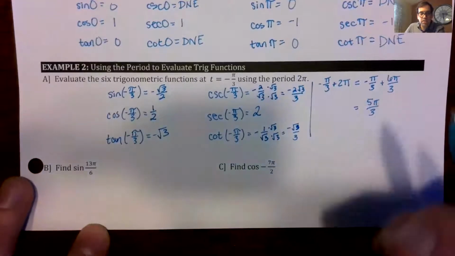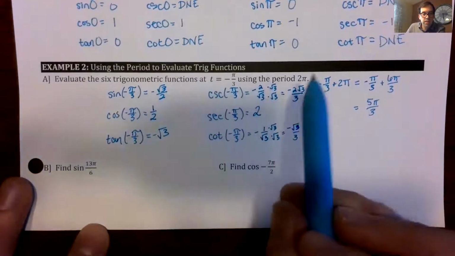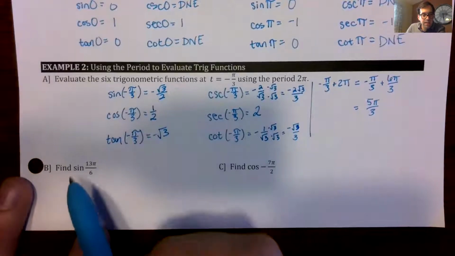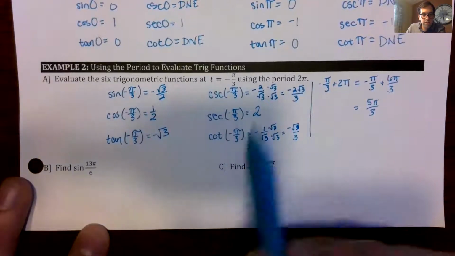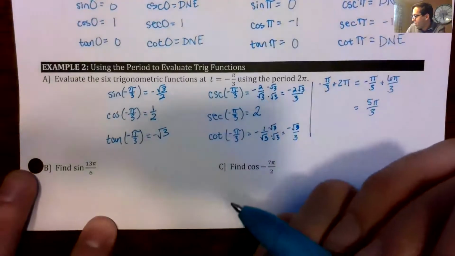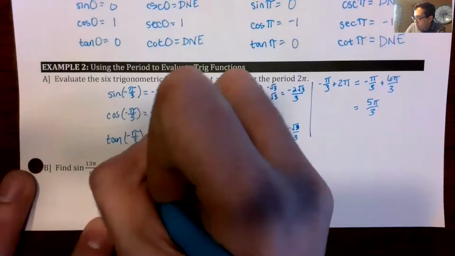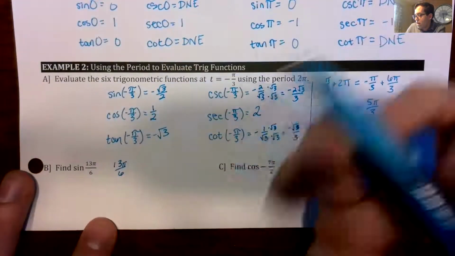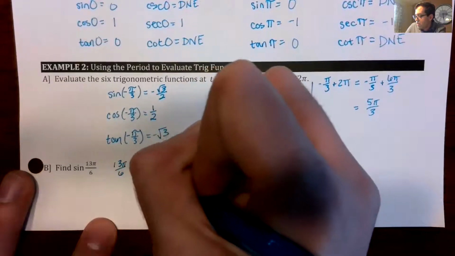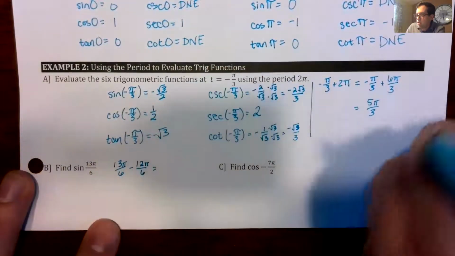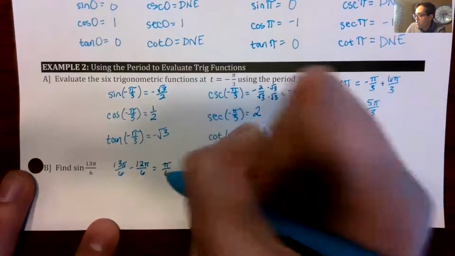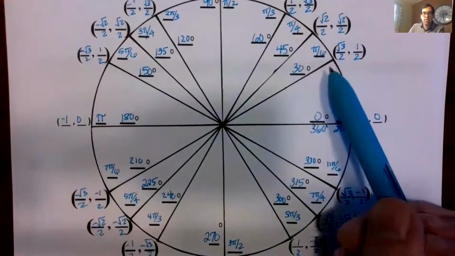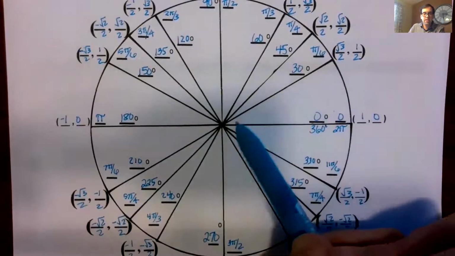So B and C are actually a little simpler because we do have to use the period, 2 pi, to find an angle that's on the unit circle, but then we're only asked for one of the trig functions, not all 6. So for 13 pi over 6, 13 pi over 6 is bigger than 2 pi, right? 2 pi would be 12 pi over 6. I'm actually going to subtract 2 pi, which is 12 pi over 6, and we get pi over 6. So 13 pi over 6 and pi over 6 end on this same spoke, right?